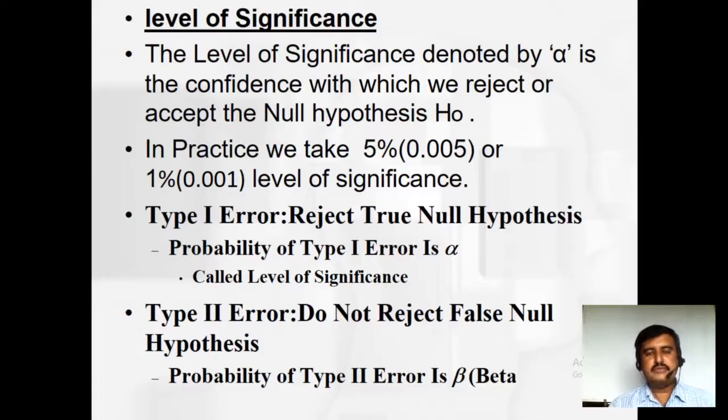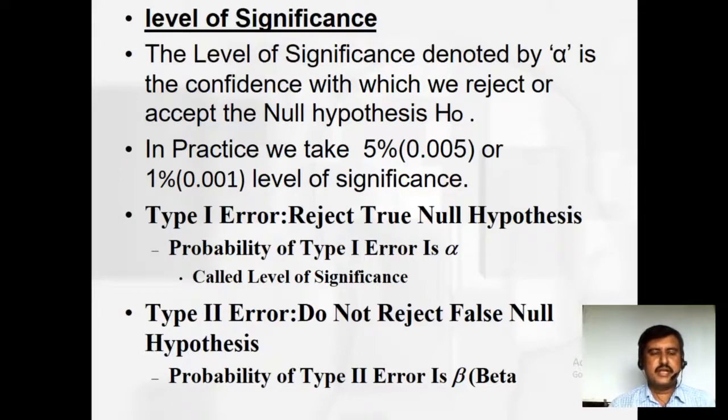Now the next one, we have level of significance. Level of significance is denoted by the symbol alpha. It is the confidence with which we reject or accept the null hypothesis H naught. Generally, in practice, we take the alpha value as 5% or 1%. These are all the process of testing a hypothesis of a given problem, or test of significance of a given problem.